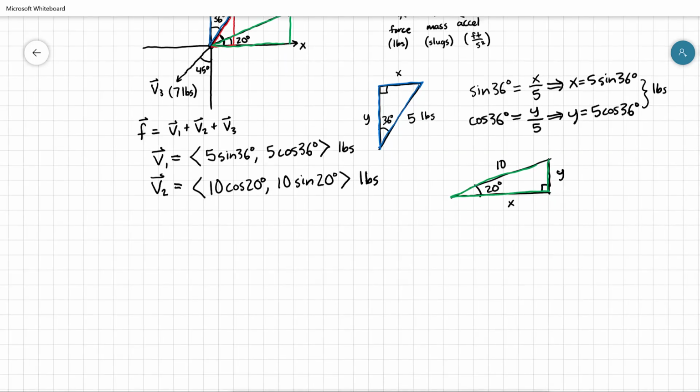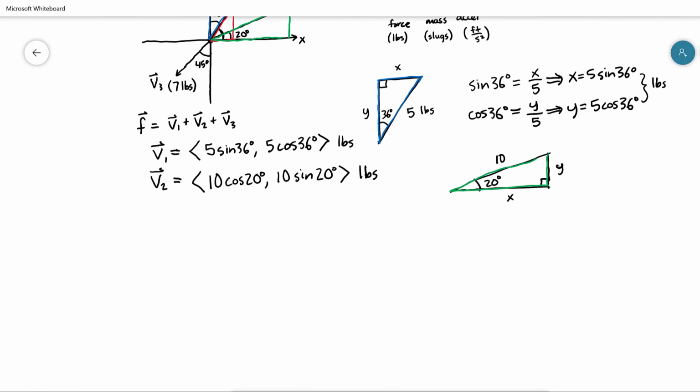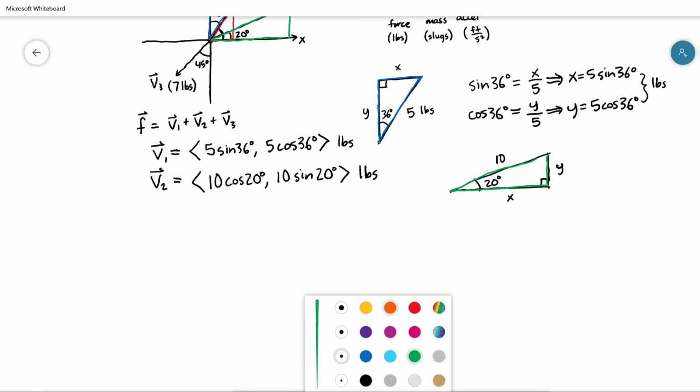How do we get V3? Let's pick a new color. Let's do this one in orange.